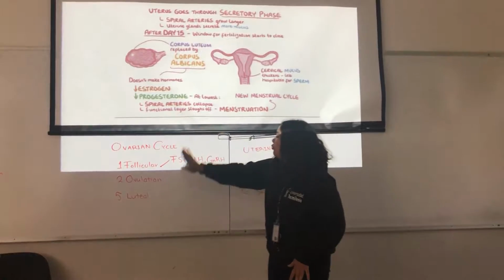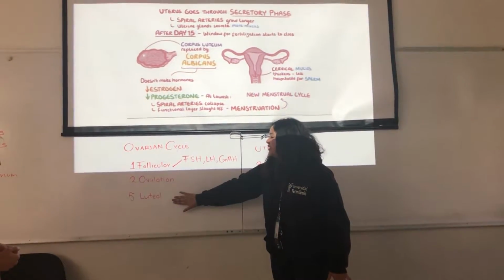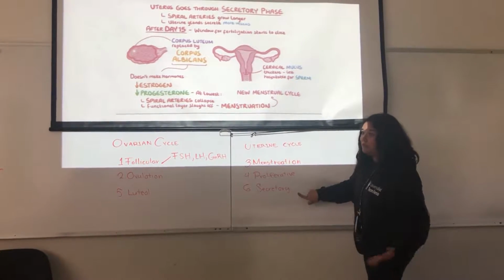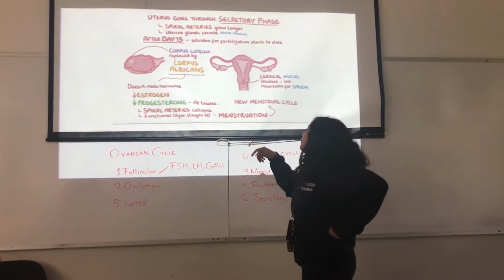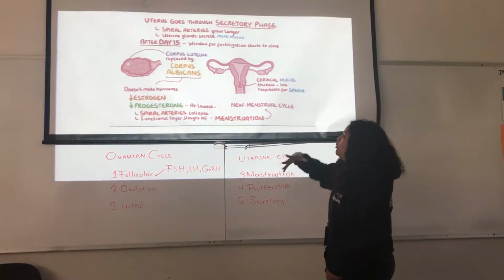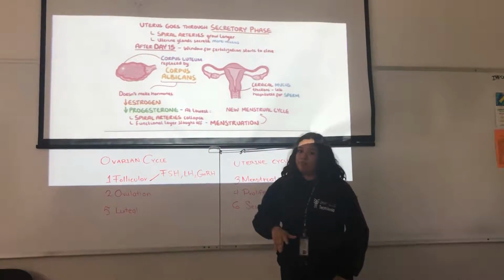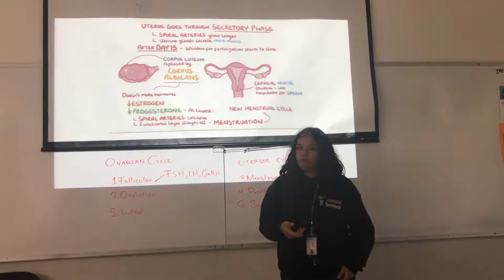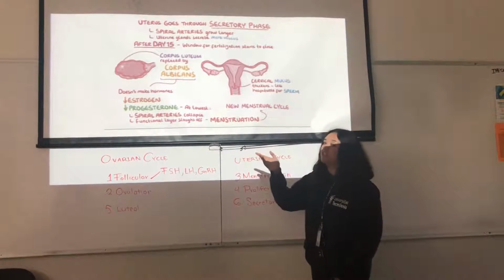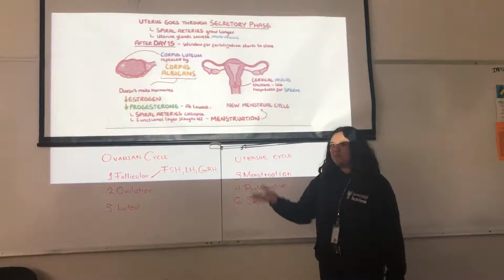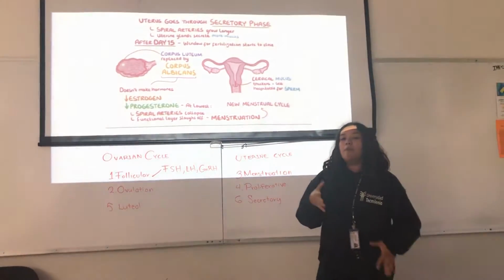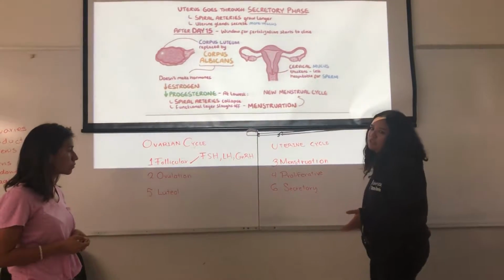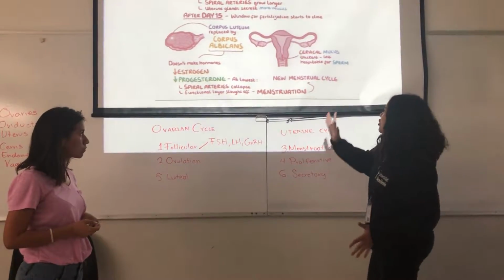While the luteal phase is happening in the ovarian cycle, in the uterine cycle the secretory phase begins. In this phase, the spiral arteries grow longer and the uterine glands secrete more mucus, which makes the cervical mucus a lot thicker. The fertilization window is closing, because the mucus is so thick the sperm can't get past it, so fertilization is obviously diminishing.